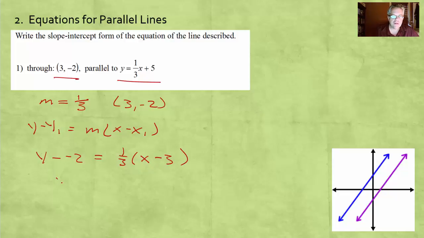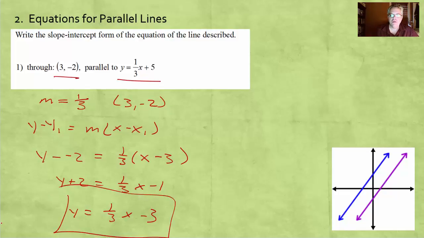Okay, we can simplify this. This is y plus 2 equals 1/3 x. 1/3 times negative 3 is minus 1. Subtract 2 from both sides. We get y equals 1/3 x minus 3. So there we have it. They asked for slope-intercept form, and you got it. So notice our line has slope 1/3, so does their line, because they're parallel. They have different y-intercepts, though.